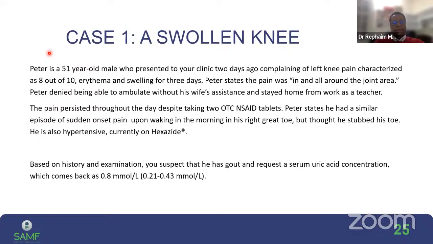The pain persisted throughout the day despite taking non-steroidal anti-inflammatories, and the pain mostly subsided by the following morning. Peter states that he had had a similar episode of sudden onset pain previously with his right great toe, but thought he had stubbed it. And just for other important history, he's also hypertensive, currently on hexazide, and you suspect, based on your history taking as well as examination, that the patient may have gout, and so you request a serum uric acid level, which comes back elevated at 0.8 millimoles per liter.